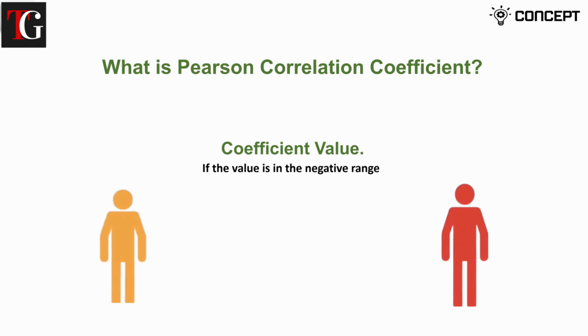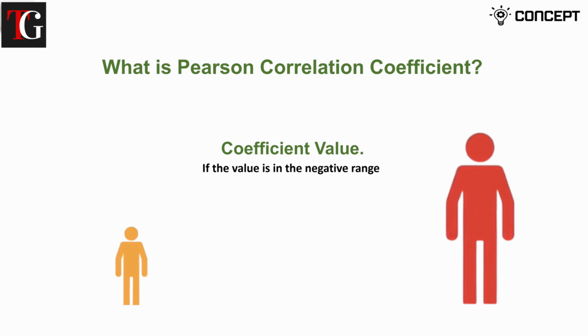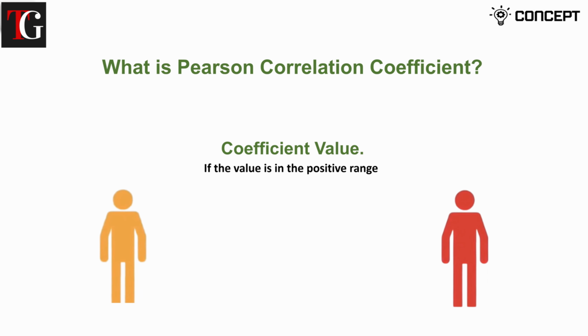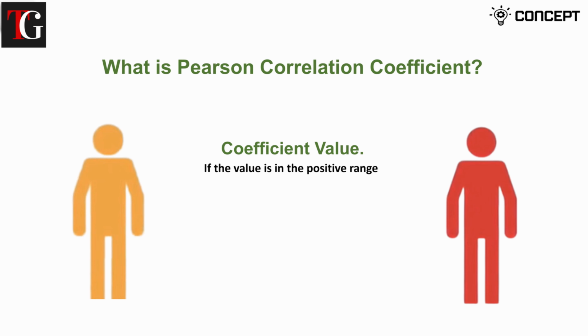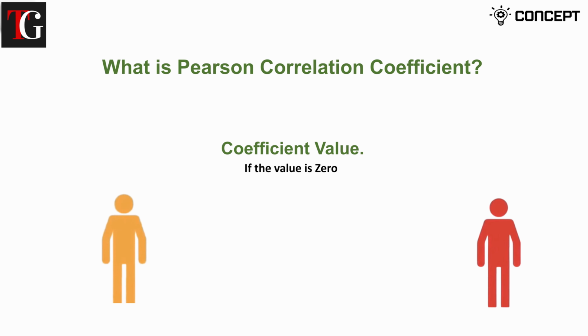If the value is in the negative range, this means that two variables are inversely related, which means an increase in the value of one variable will result in a decrease in the value of another variable and vice versa. If the value is in the positive range, this means that two variables are directly proportional, meaning an increase in the value of one will also result in an increase in the value of the other. If the coefficient value is 0, that means two variables are not related to each other.